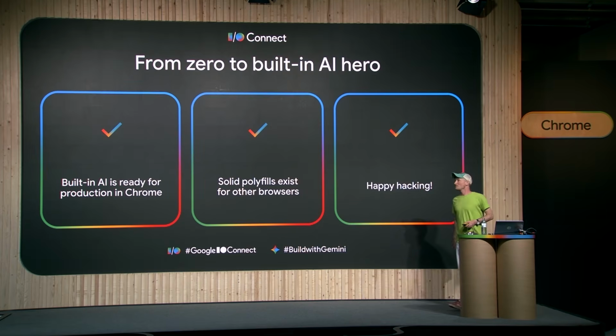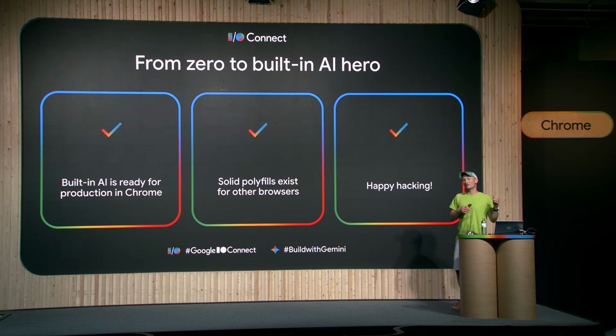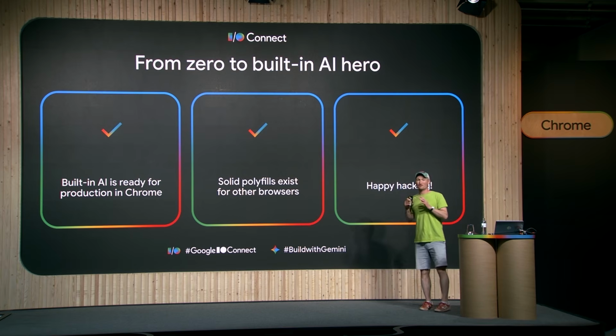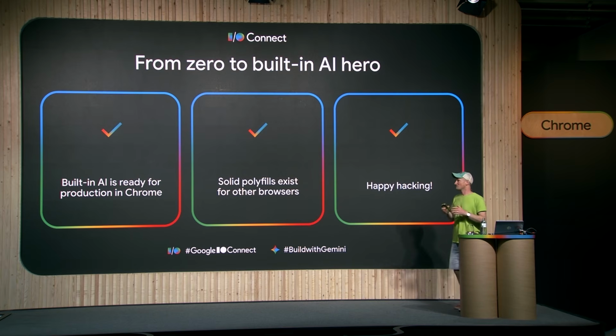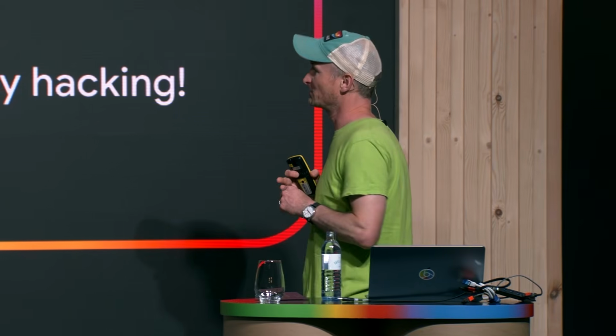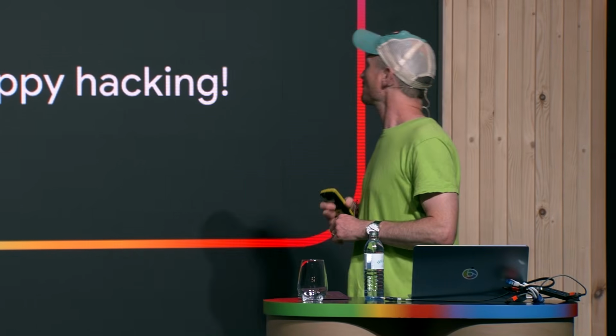So, takeaways. Built-in AI is ready for production in Chrome. Some of the APIs have launched. We have very solid polyfills that you can build your solutions upon. We have Firebase AI Logic that you can explore and use as a hybrid solution. Other browsers, for now, don't have support. There's support in Edge for some of the built-in AI features. But again, the polyfills exist, so you can work with those in production. And of course, happy hacking.